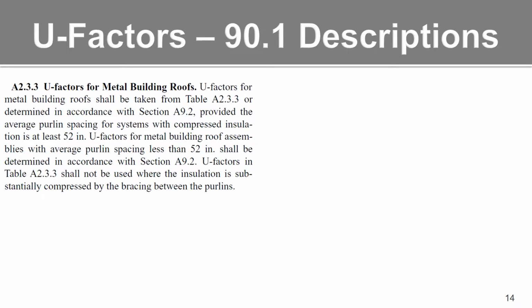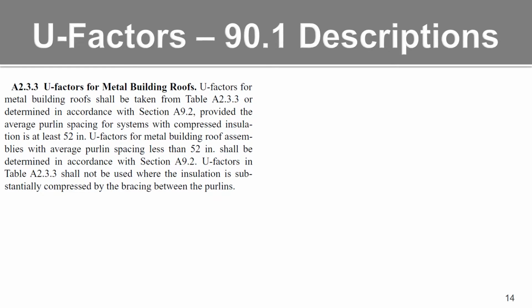So let's get into some code text. U factors for 90.1 descriptions. U factors for metal building roofs. It basically points you to the table A2.3.2. And you could use calculation methods provided in Appendix A9.